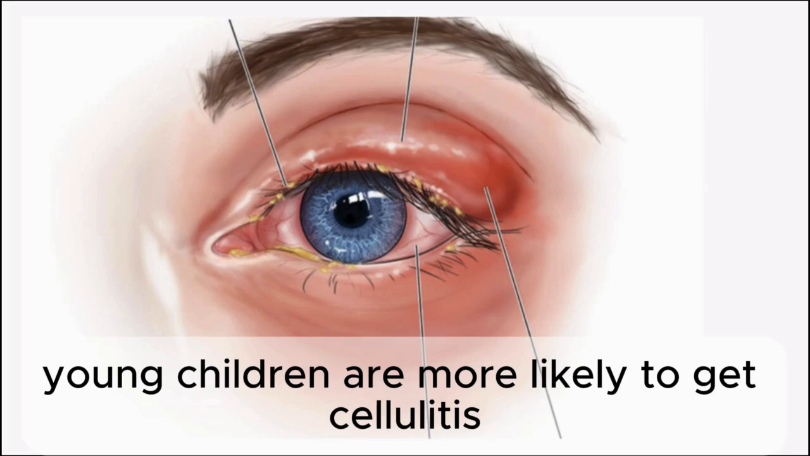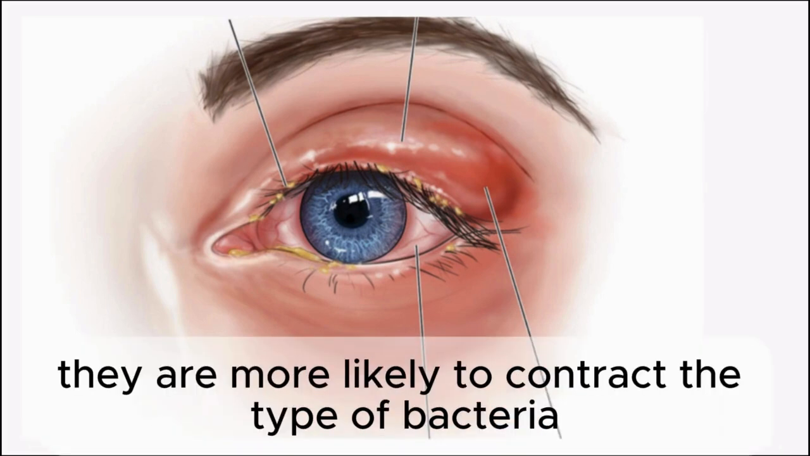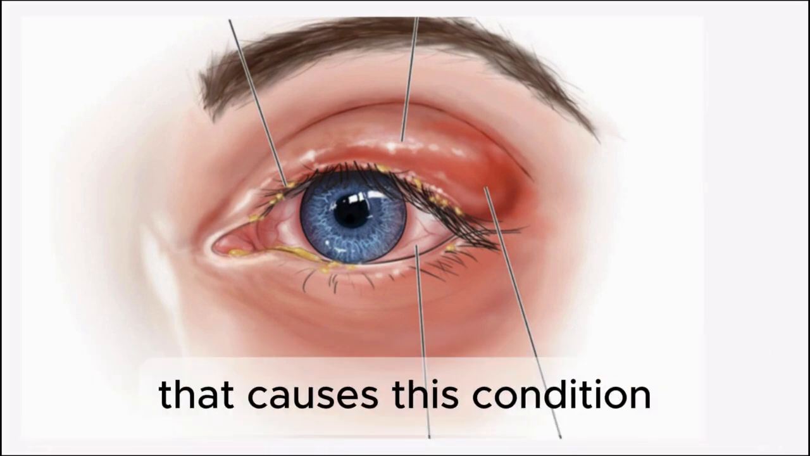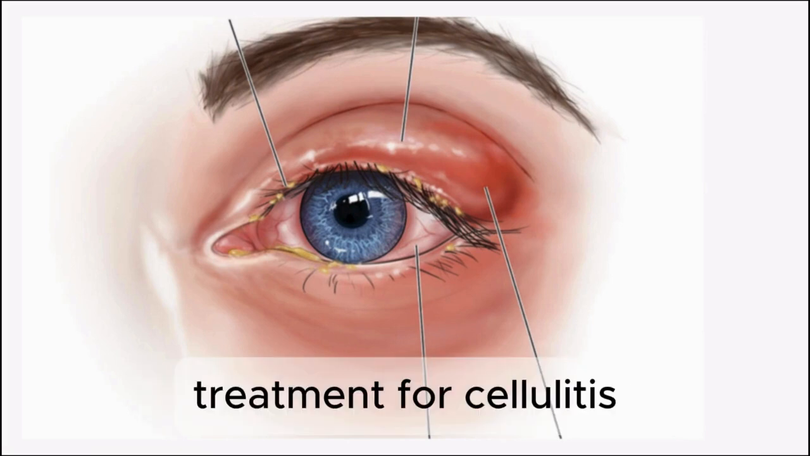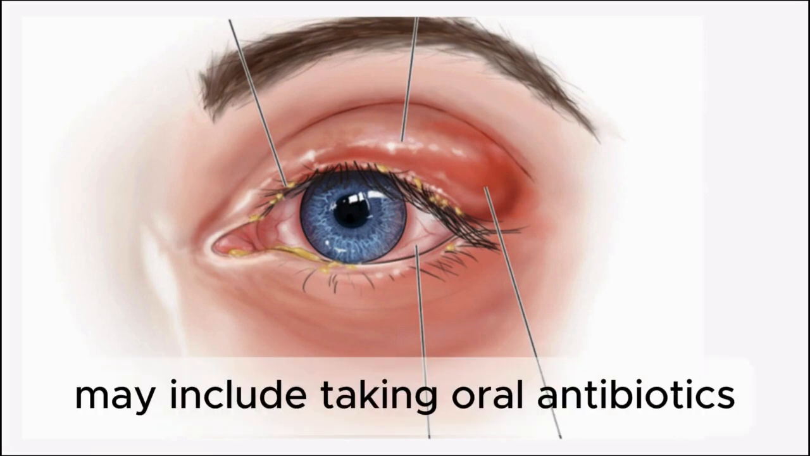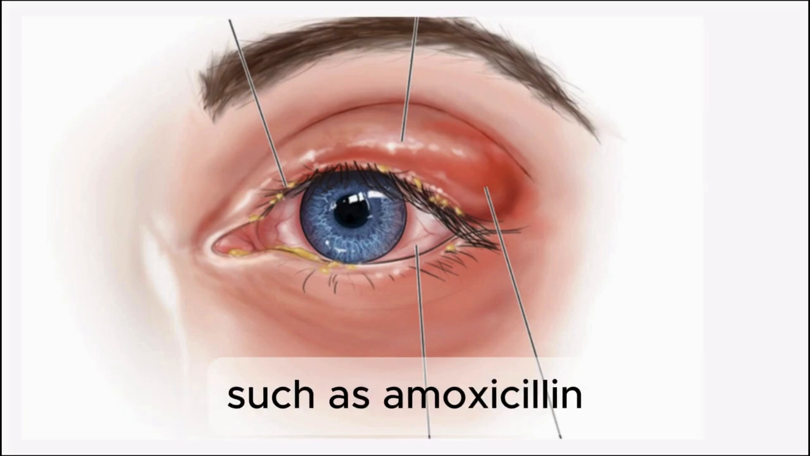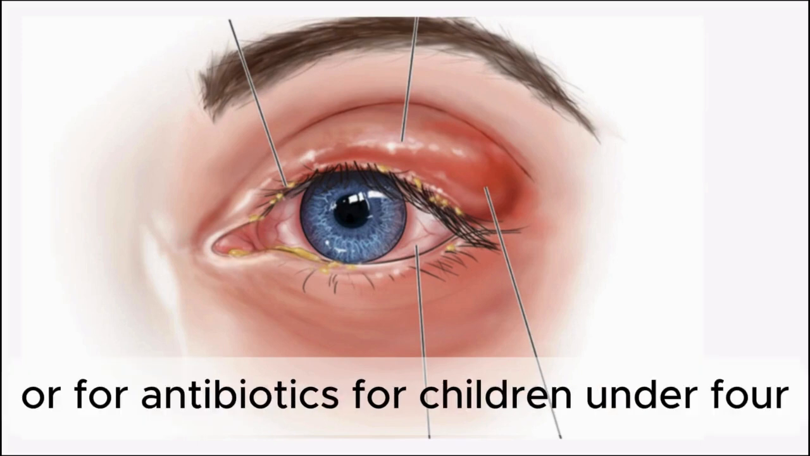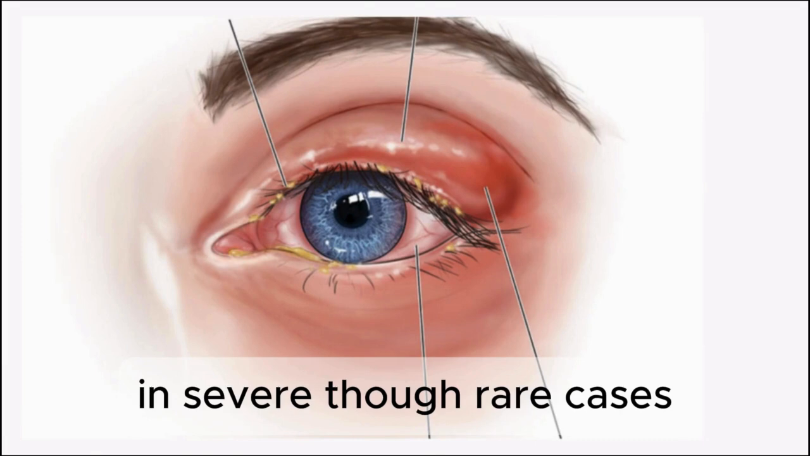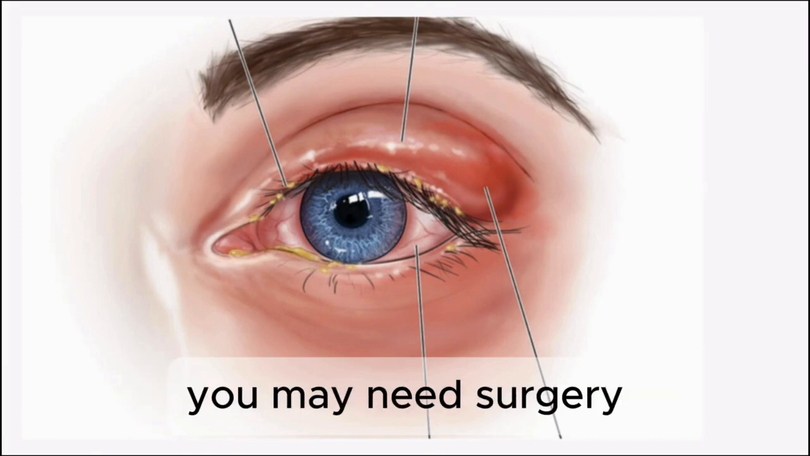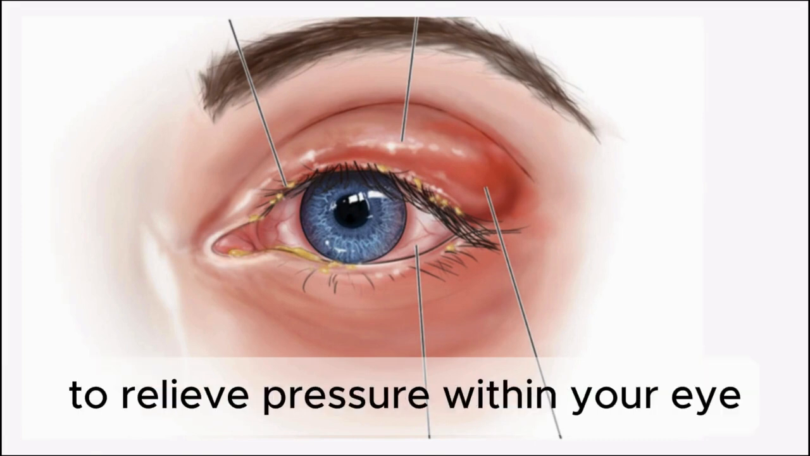Young children are more likely to get cellulitis because they are more likely to contract the type of bacteria that causes this condition. Treatment for cellulitis may include taking oral antibiotics, such as amoxicillin, or IV antibiotics for children under 4. In severe, though rare, cases, you may need surgery to relieve pressure within your eye.